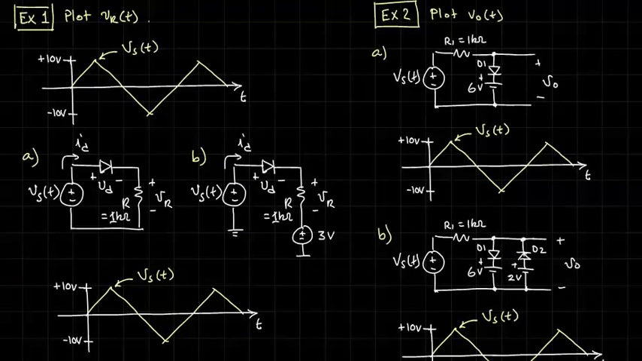And our first problem involves a simple voltage source and a diode and a resistor. We are told that Vs, the voltage source, puts out a triangular voltage that goes from minus 10 volts to plus 10 volts and back again. And we're asked to plot Vr of t, the voltage across the resistor here.